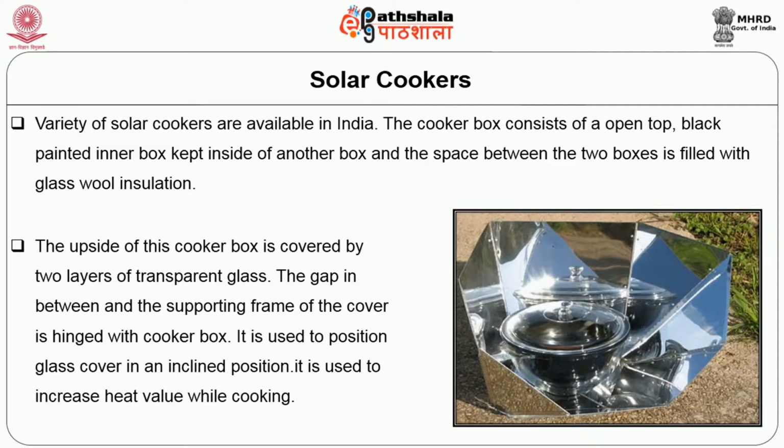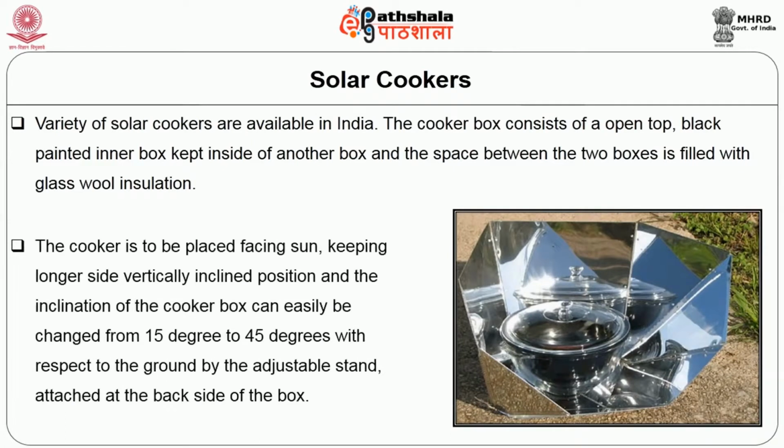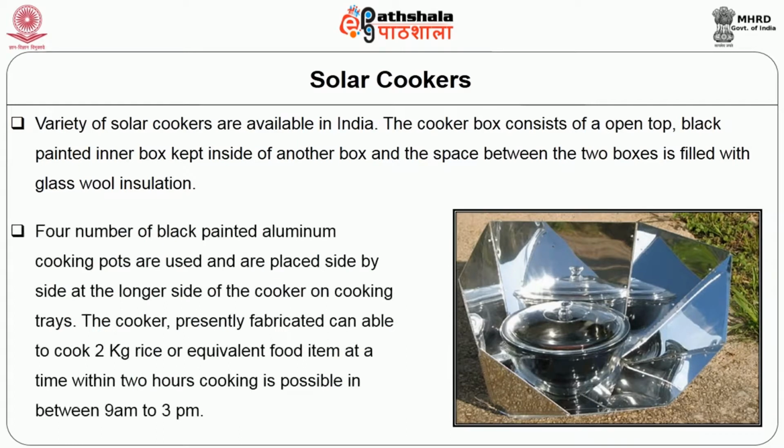It is used to increase the heat value while cooking. The cooker is to be placed facing the sun, keeping the longer side in a vertically inclined position, and the inclination of the cooker box can easily be changed from 15 degrees to 45 degrees with respect to the ground by the adjustable stand attached at the back side of the box.